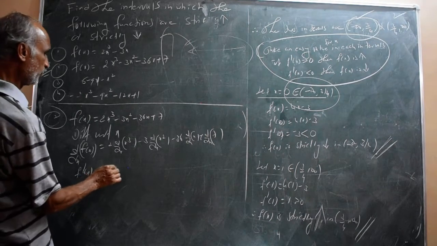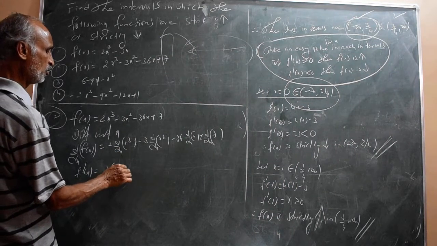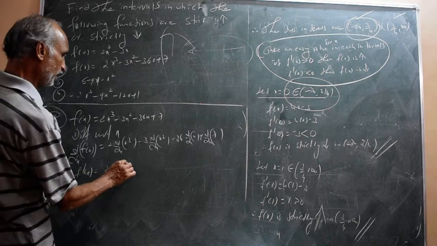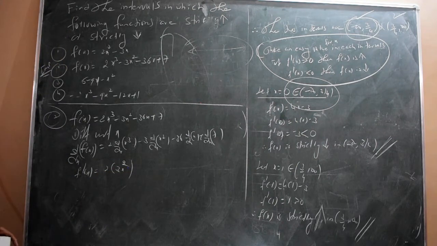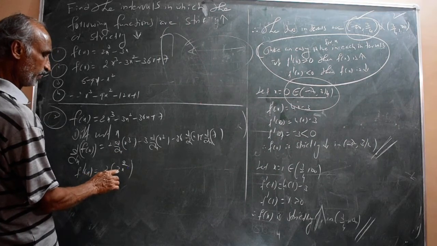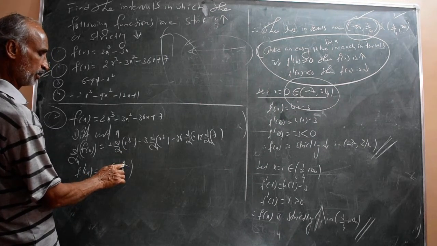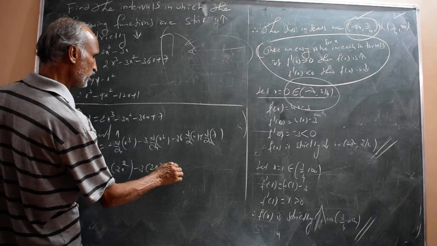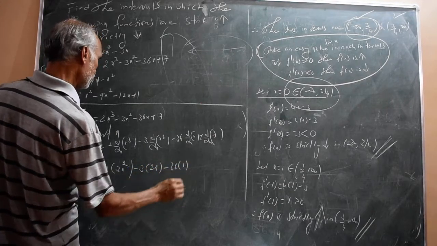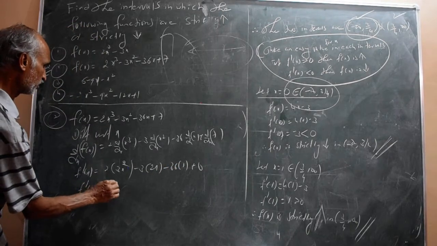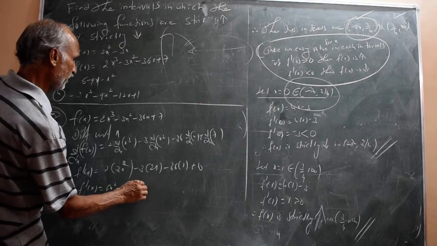d by dx of f of x is f dash of x. It is 2 into, what is the x cube differentiation? 3 into x raised to 3 minus 1. For x raised to n, the differentiation is n into x raised to n minus 1, so 3 into x raised to 2. Minus 3 into x square differentiation, which is 2x. Minus 36 into x differentiation, which is 1. 7 differentiation is 0. Therefore, f dash of x is equal to 6x square minus 6x minus 36.